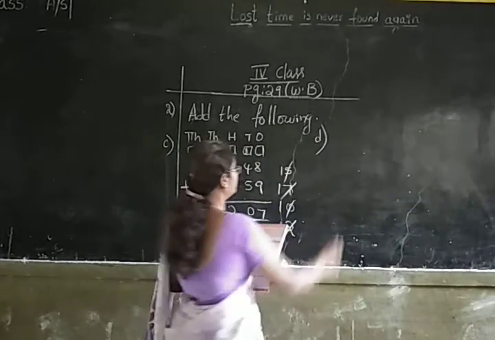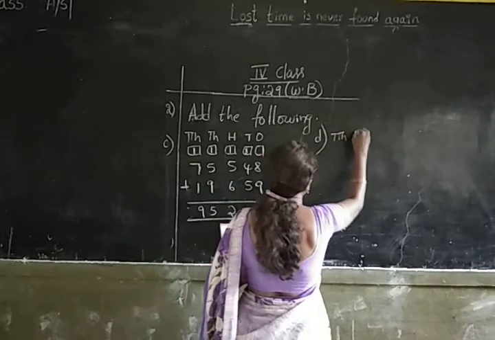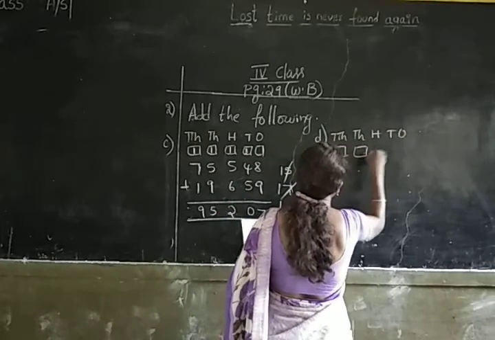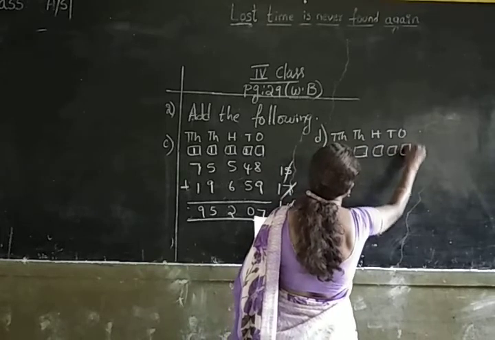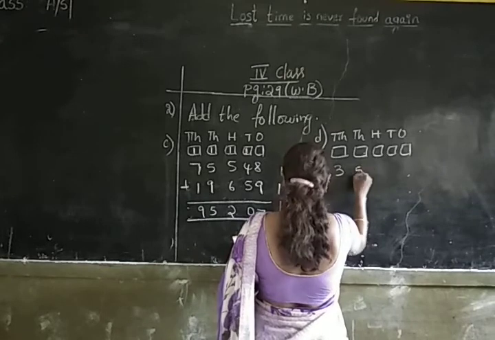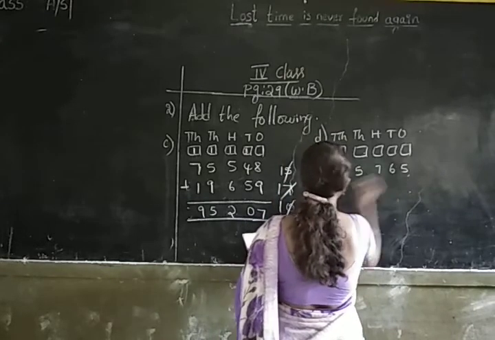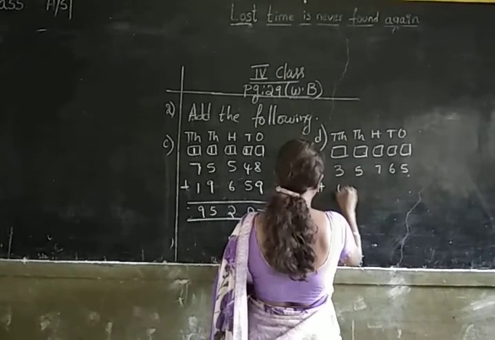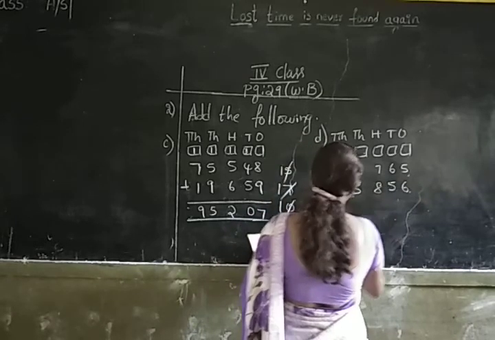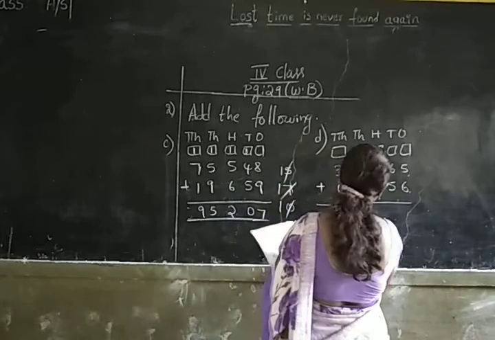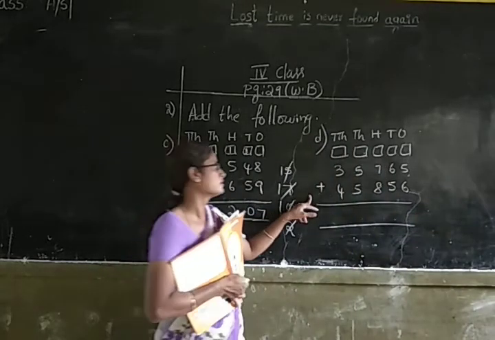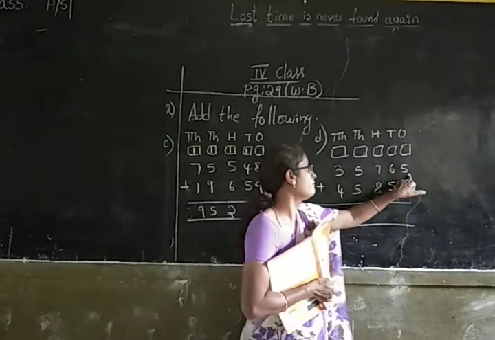Okay children. First write down the places. Then arrange the numbers in columns. That is 35,765 plus 45,856. After arranging the numbers in columns, you have to put the symbol for addition, which is plus. You have to start adding the numbers from ones place.